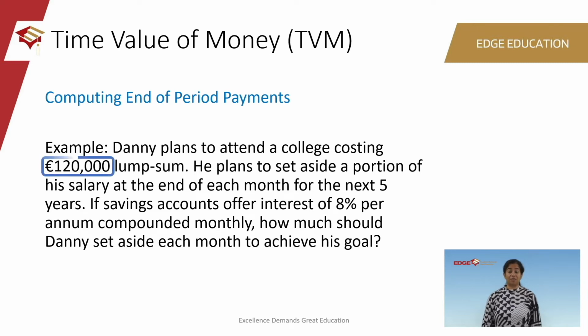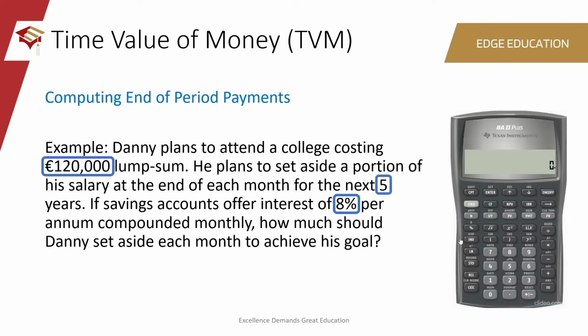$120,000 is the amount Danny needs to attend college. 8% is the rate of interest Danny can earn on his investment. And the time Danny has to save up for the funds is 5 years, which we need to convert into months. We begin by clearing the calculator memory. We'll press second, clear TVM, we'll type 5, multiply 12 for 12 months, equals, so we have a total of 60 periods or 60 months.